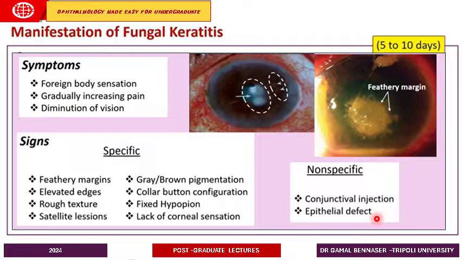However, in the pseudodendrites, you will not find the terminal expansion. This can be seen in fungal keratitis. So we will see in the next slides each type of the fungal keratitis, but these are general signs, namely the feathery appearance of the lesions on the cornea, and the satellite lesions are highly suggestive of fungal keratitis.